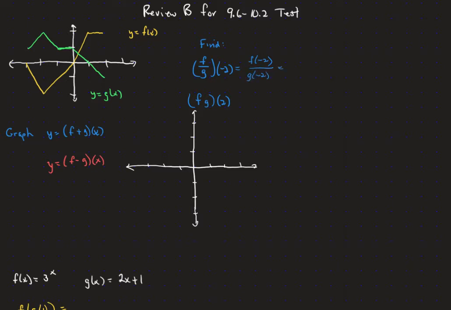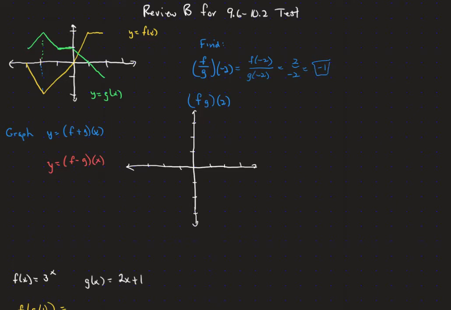So for f of negative 2, we go to that yellow graph, and at negative 2, I wanted that to be blue, I missed. That's going to be positive 2, and g of negative 2 looks like that's going to be negative 2 as well. So 2 over negative 2 is a negative 1, and that's going to be f divided by g of negative 2.